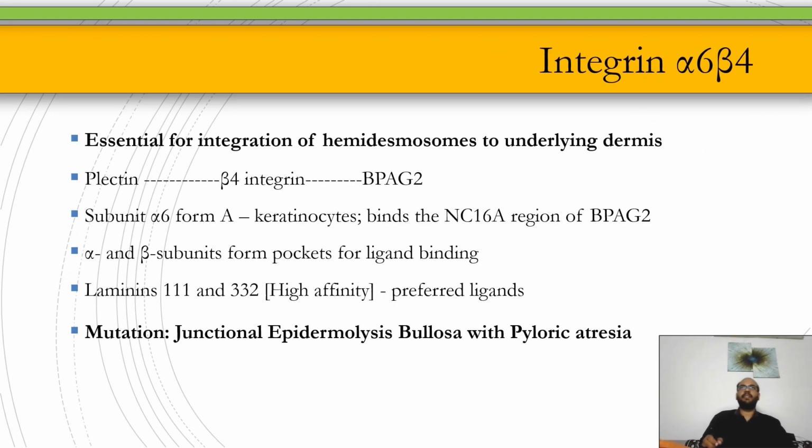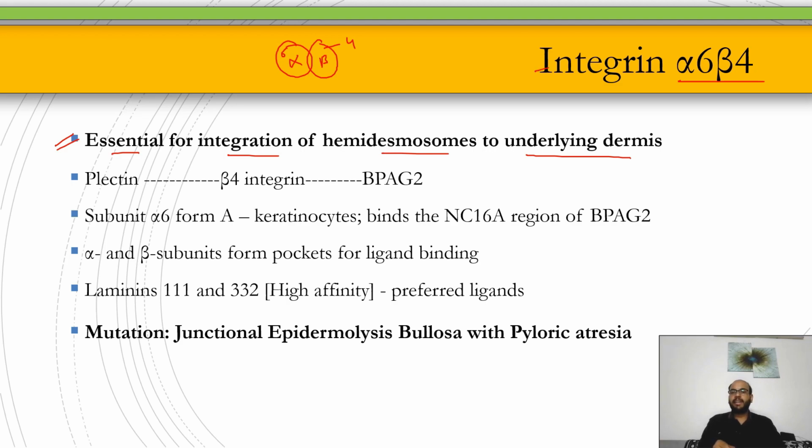So let's come to integrins. We have discussed BPAG1, BPAG2, plectins. We'll discuss integrins now. Now integrins are protein molecules. They are formed as a dimer, of two types. One is beta, one is alpha. The most important integrin in hemidesmosome is alpha 6 beta 4. So that is the sixth isoform of alpha and the fourth isoform of beta. Clear?